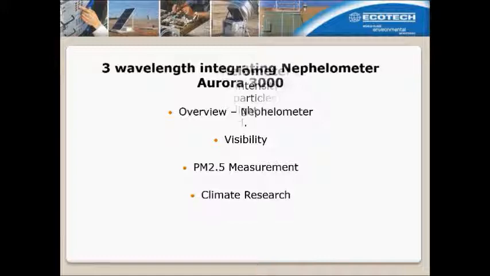I want to talk a little bit more about nephelometers, specifically our 3 wavelengths integrating nephelometer, the Aurora 3000. It's really 3 wavelengths and not 3 wave as it was in the announcement. It's called 3 wavelengths because it uses 3 different wavelengths of light. I will give you a little overview about nephelometers, talk a little bit about visibility, about the PM 2.5 measurements you can do with the nephelometer, and some climate research applications nephelometers allow you to do.